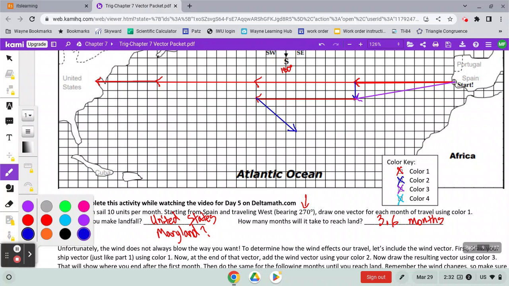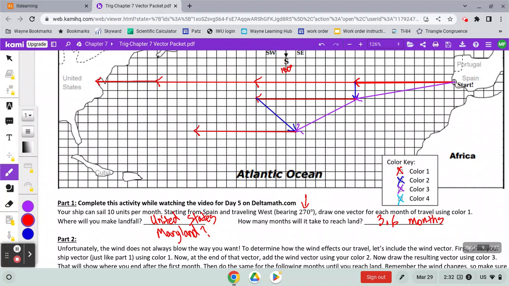And then we need to switch back to color 3, draw in that resultant vector, and this is where we end up. All right, so now from that point, now we'll go set sail again. So 1, 2, 3, 4, 5, 6, 7, 8, 9, 10.